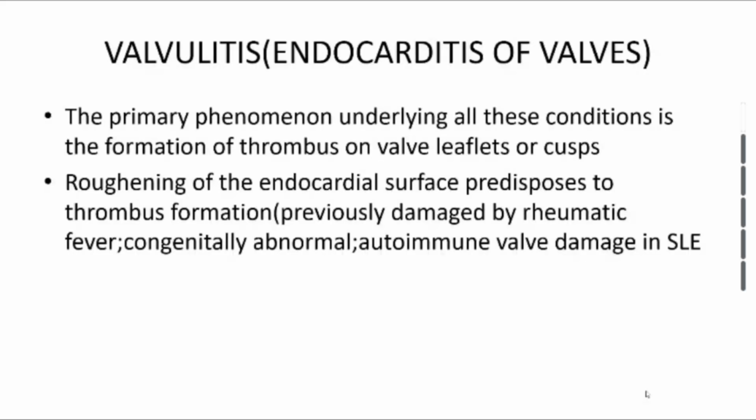The roughening of the endocardial surface predisposes to thrombus formation. The valve could have been previously damaged by rheumatic fever, or it could be congenitally abnormal, or it could have autoimmune valve damage, for example in systemic lupus erythematosus. SLE is an autoimmune disease which can affect all parts of the body, including the liver, the kidneys, and so on.